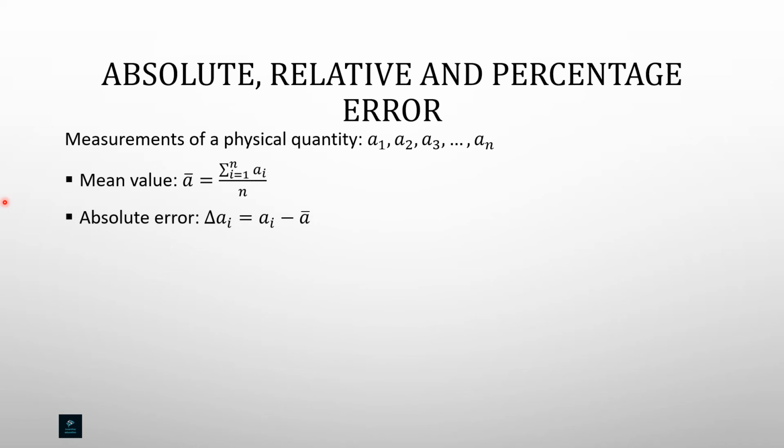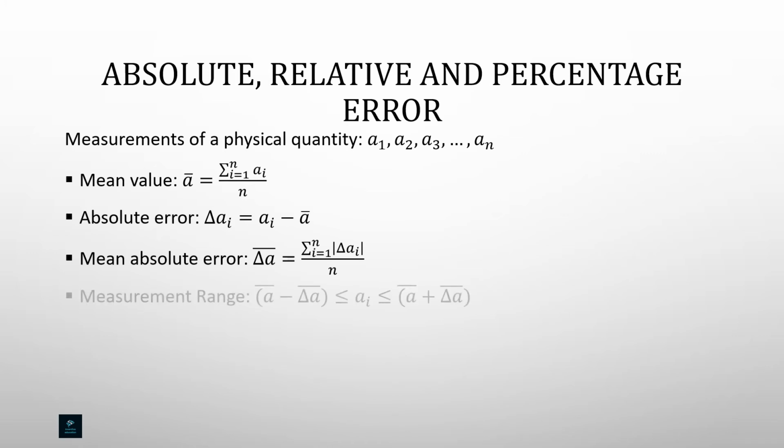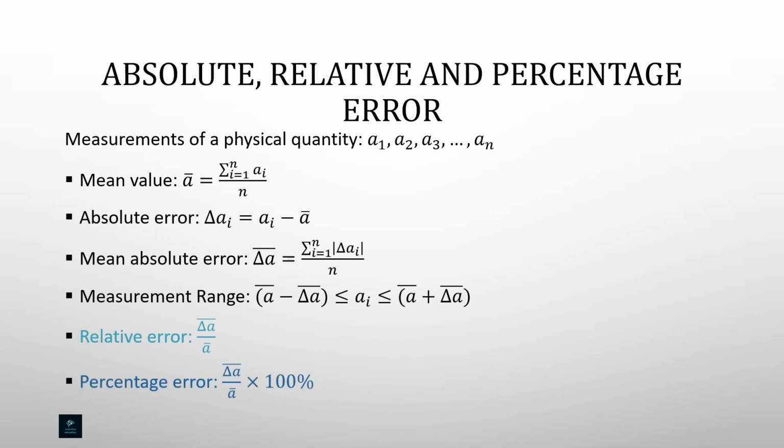The absolute error in the ith measurement is defined as the ith measurement minus the mean value. The mean absolute error is defined as the summation of the modulus of the absolute errors divided by the number of measurements. The measurement range is mean A minus mean of delta A to mean A plus mean of delta A. Relative error is defined as the mean of delta A divided by mean of A, and percentage error is defined as the relative error times 100%.